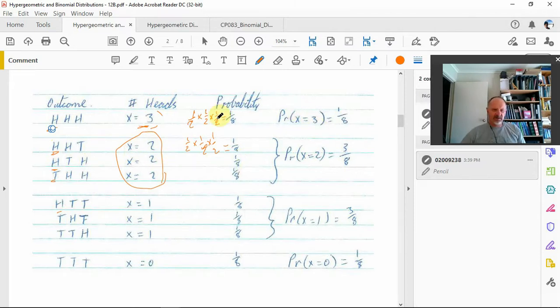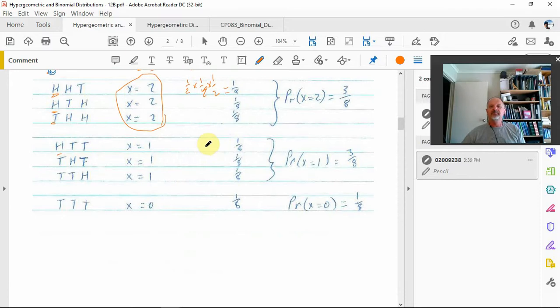All right, and so the same kind of explanation holds for these last two. So when there's one head or when there's no heads. Of course, it's three tails. All right, so that's one way we can do that.